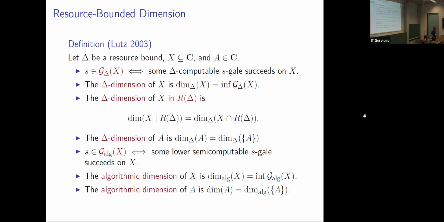We say that S is in G sub alg of X if there's some lower semi-computable S-Gale that succeeds on X. The algorithmic dimension of X is the infimum of G alg of X, and the algorithmic dimension of A is the algorithmic dimension of that singleton.